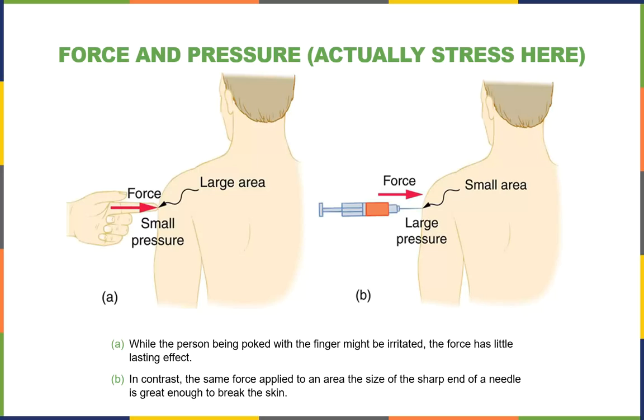This picture here is just illustrating that the same force on a smaller area is a much higher pressure. So the amount of force, you push your finger on something, it makes a fairly small pressure. If you take a needle and push with the same amount, it could make a big pressure. And so it could puncture something.